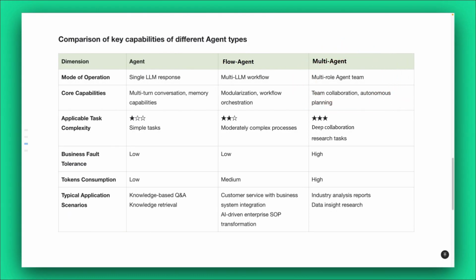Regarding task complexity, Agent is better suited for handling relatively simple tasks. Flow Agent is ideal for addressing complex enterprise SOP business scenarios. Multi-agent handles the most challenging tasks, requiring greater autonomy and flexibility in its work.